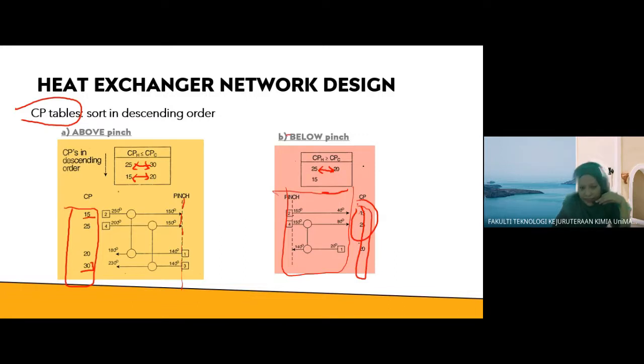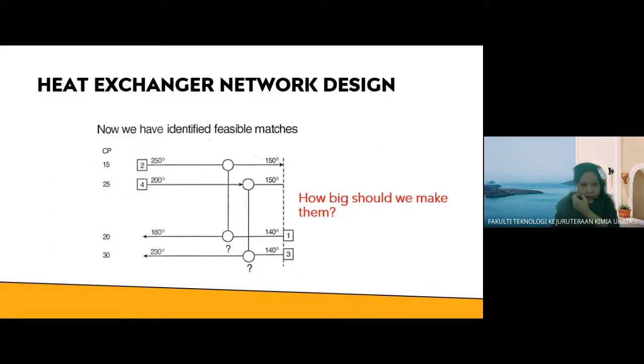Again, you must start at the area near the pinch. So this is your pinch. You start from left to the right, right? Okay. Now we have identified the feasible match. Okay, the question is, how big should we make them? You have your heat exchanger, but then you don't know what the duty of your heat exchanger is, right?